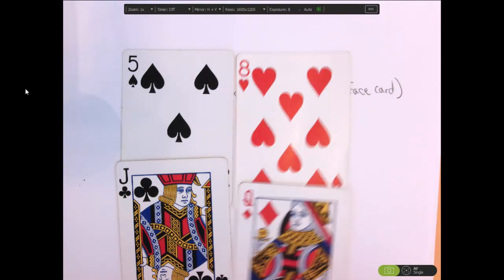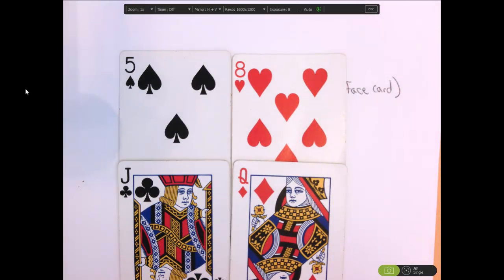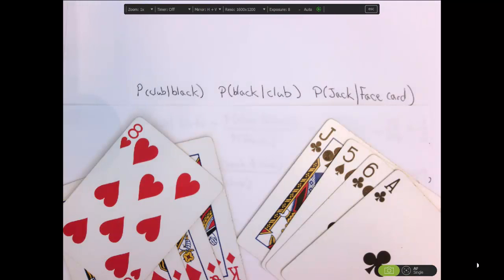If we're going to be computing some probabilities for a standard 52-card deck, we have four different suits: spades, hearts, clubs, and diamonds. The spades and the clubs are black, hearts and the diamonds are red. What we'd like to compute in this case are these probabilities. What is the probability that a card is a club given that it is black?